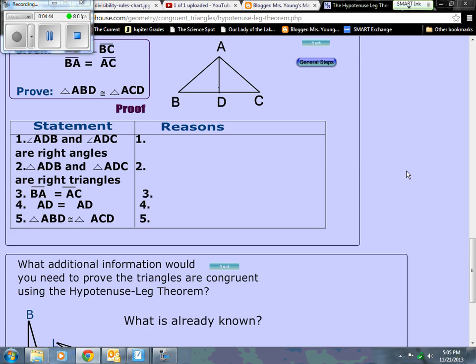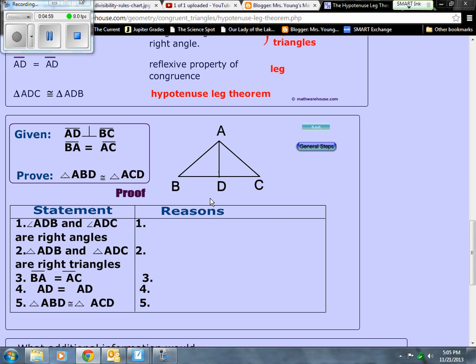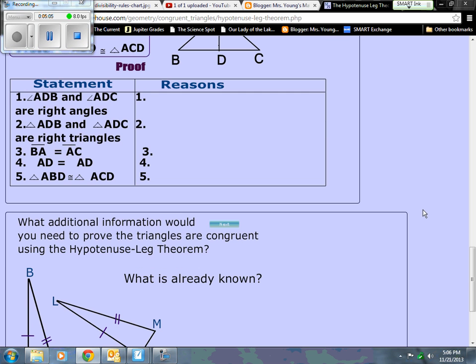Here's another proof. This one's not corrupted. So same sort of thing. You can go through, click next. It shows you the reasons. It's a really great resource. It's called the Math Warehouse again. If you want to visit it and do some practice, I would highly recommend that.